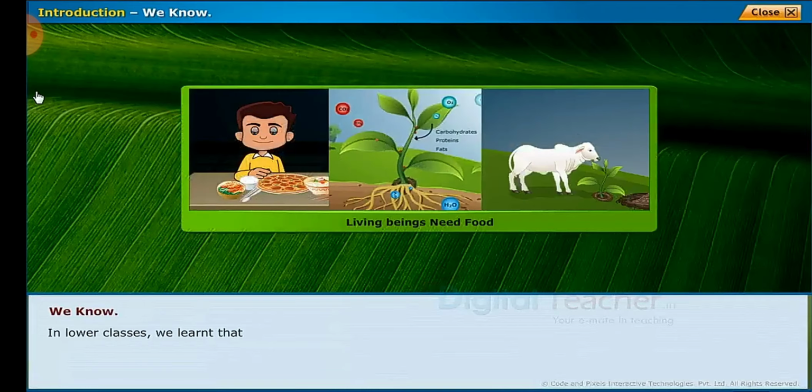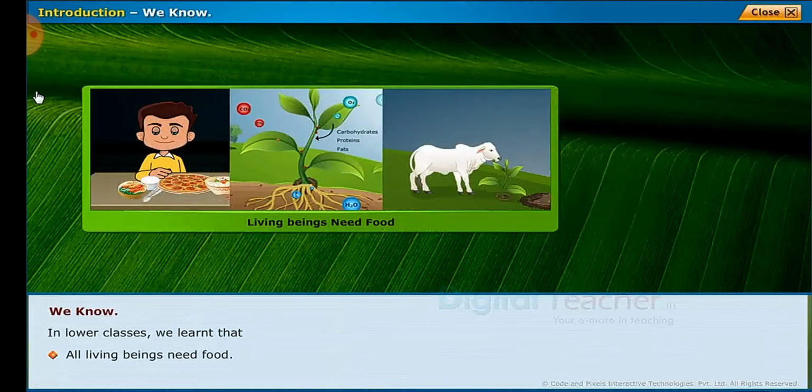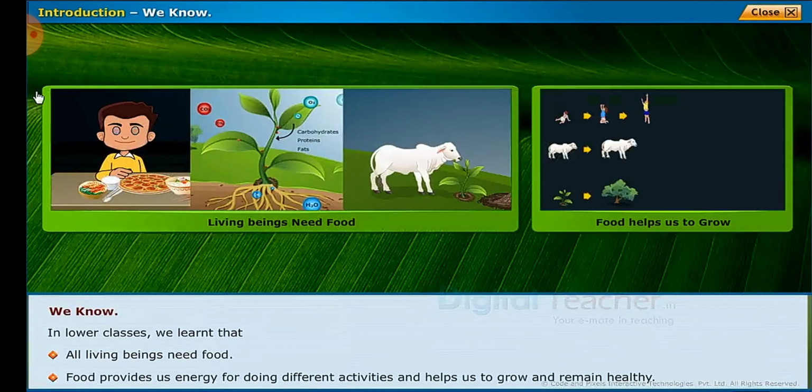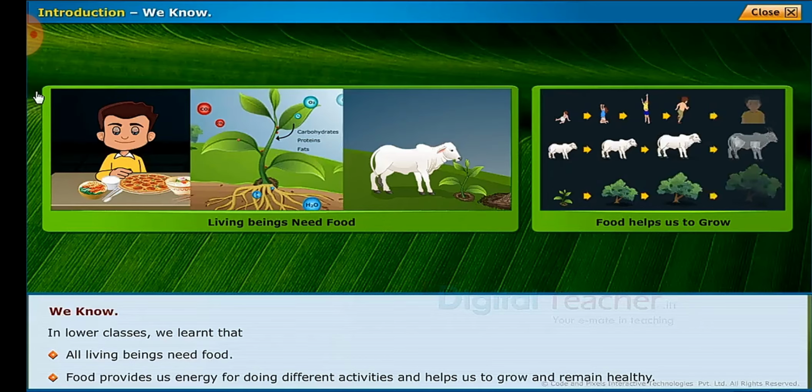In lower classes, we learned that all living beings need food. Food provides us energy for doing different activities and helps us to grow and remain healthy.